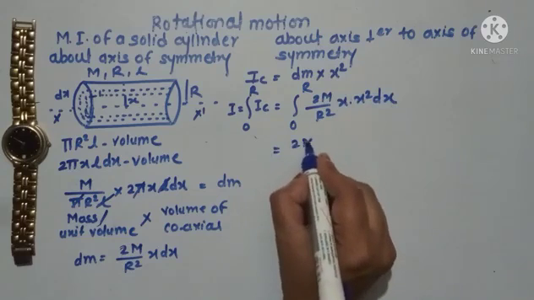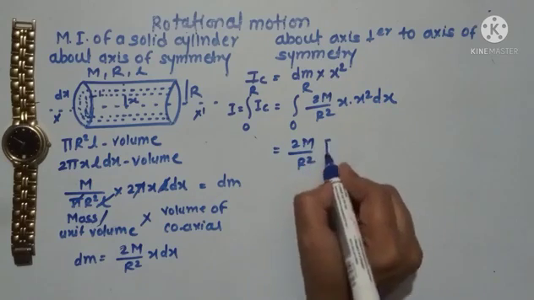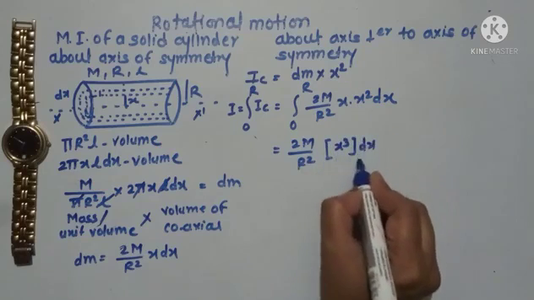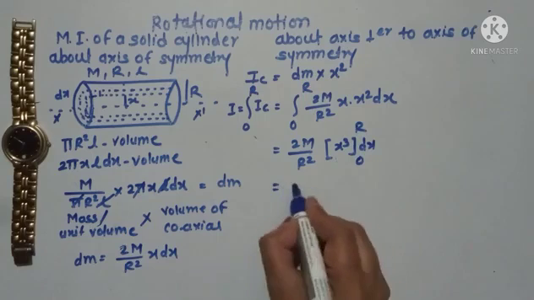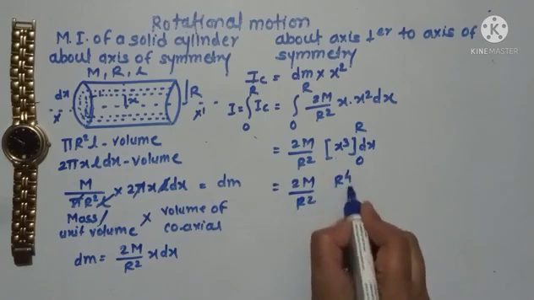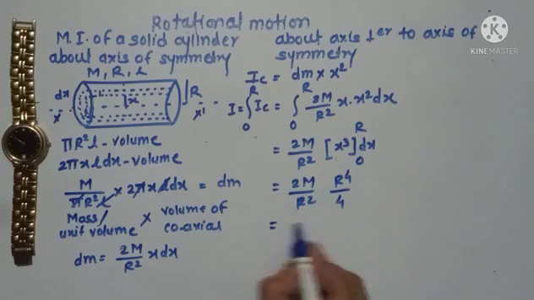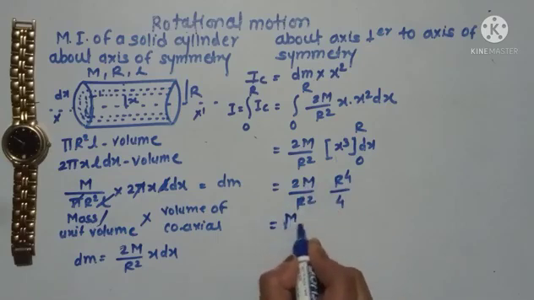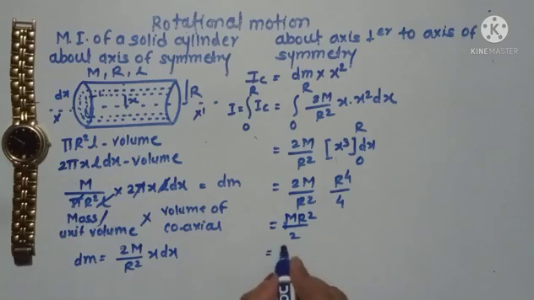So 2m upon r square, these terms are constant, and what we are left with is x cube dx from 0 to r. And if I solve this, 2m upon r square into r raised to 4 upon 4, which is nothing but m r square upon 2, or generally we write it as 1/2 m r square. So this is the moment of inertia of a solid cylinder about the axis of symmetry.